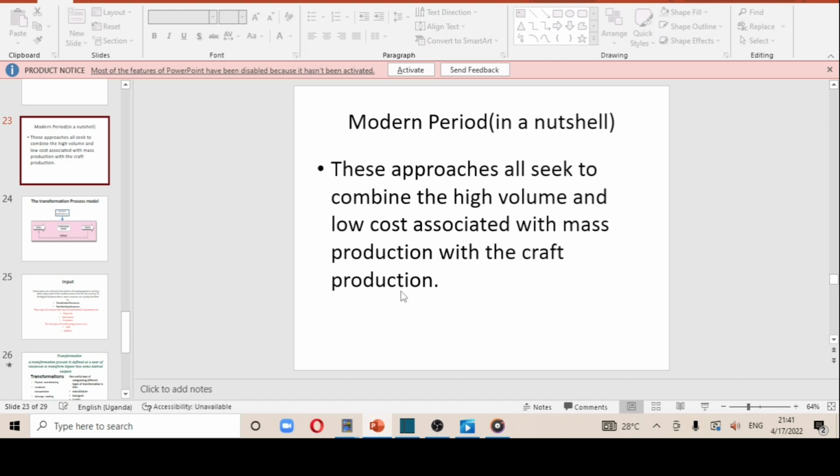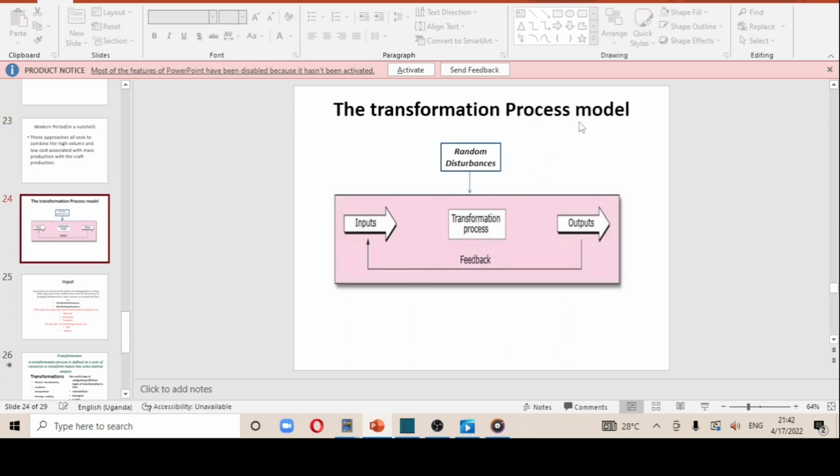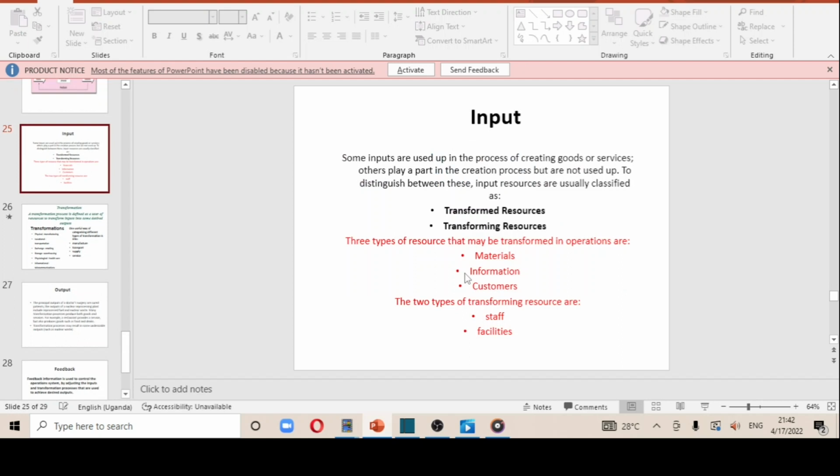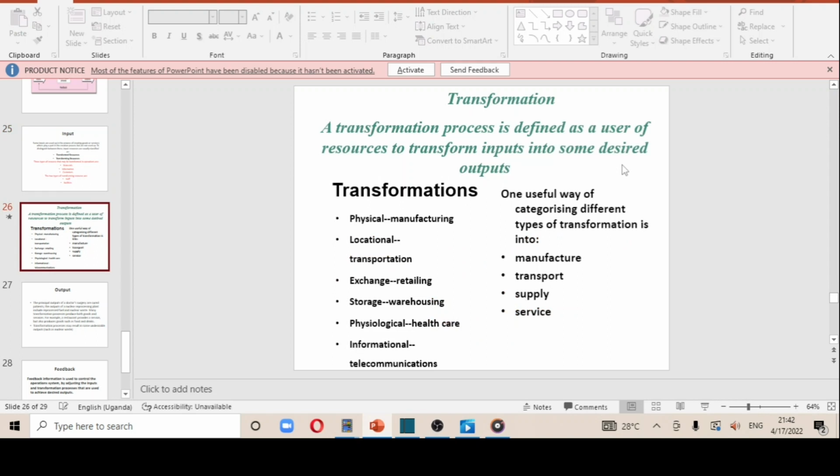Then we have the transformation process model. Here you look at the inputs, the transformation process, which is the same as the conversion process, then outputs, then feedback, and then you explain those four. With the input, these are the inputs that are used in the process of creating goods or services. Then the transformation processes include the people, maybe telecommunication, all aspects to do with transforming an input into an output.